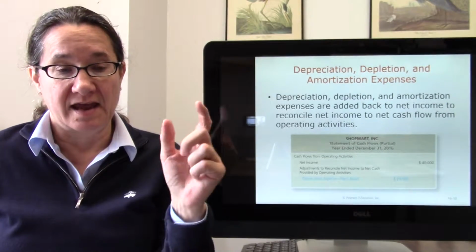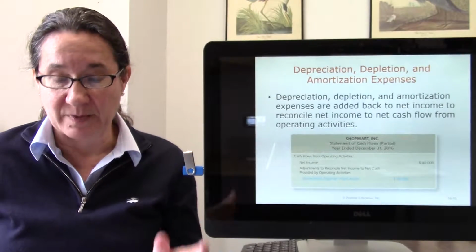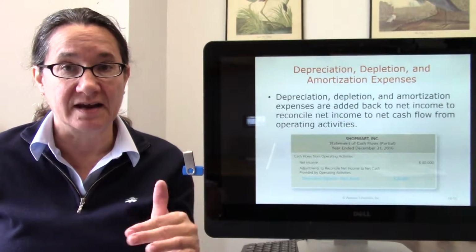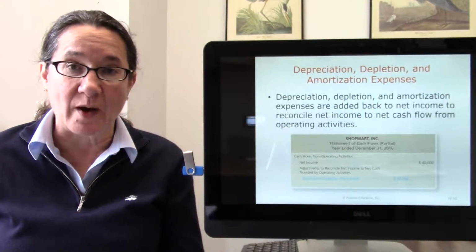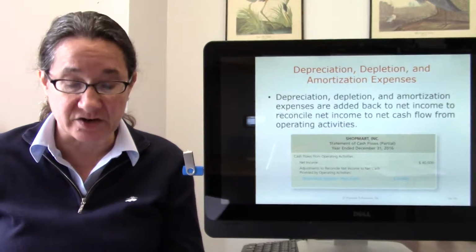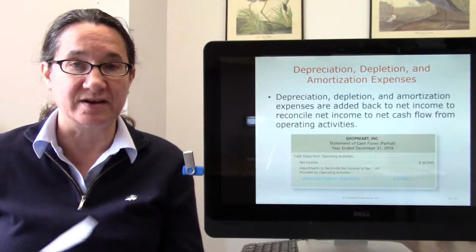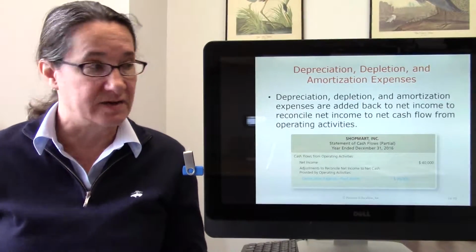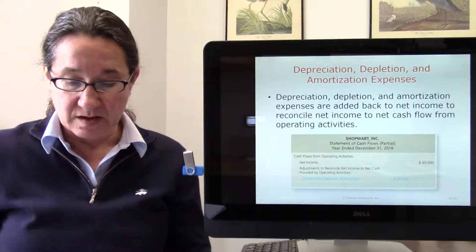All right, and we start at the top with net income, and we're going to add and subtract to net income to show how that net income affected cash. Okay, so the first thing you do is you write net income at the top, and you get that from your income statement. So there's our $40,000 net income.